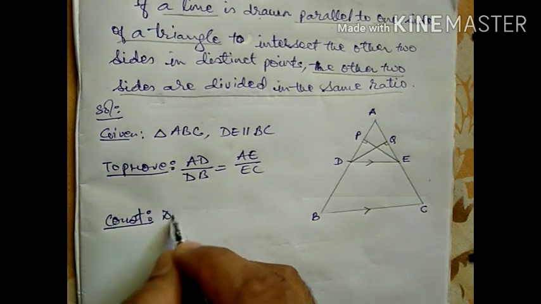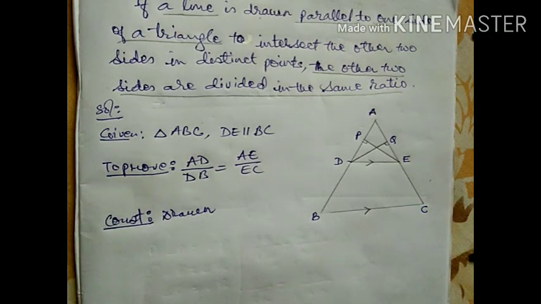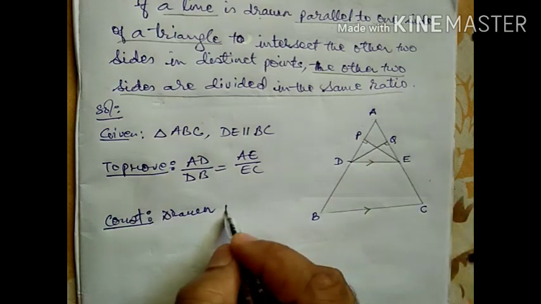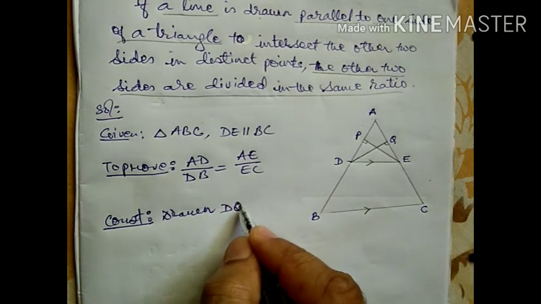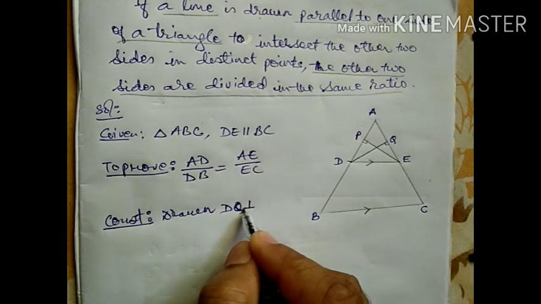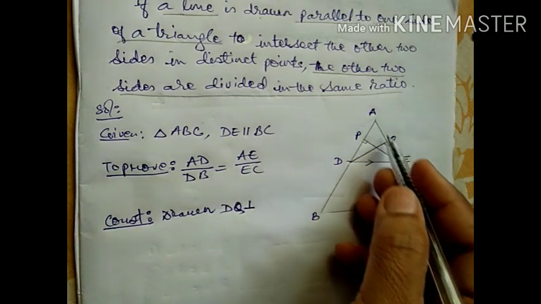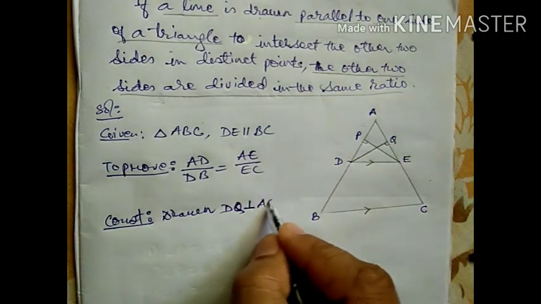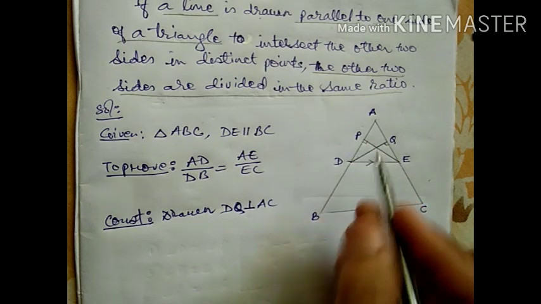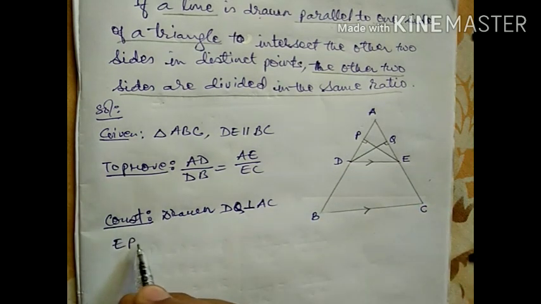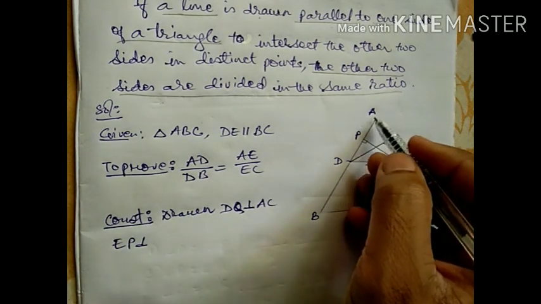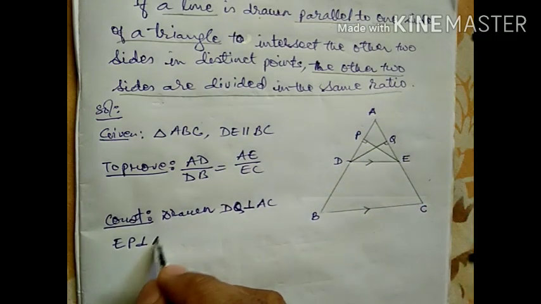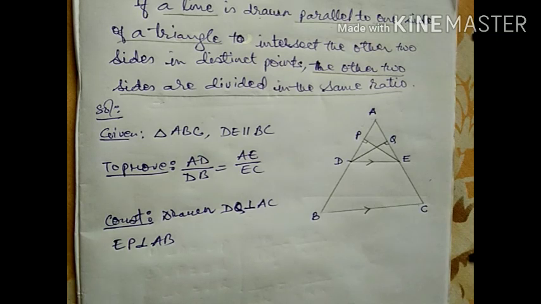Construction, we have drawn DQ perpendicular. This is a symbol of perpendicular to AC. Likewise, EP is perpendicular to the whole line AB. That's what we have to draw.